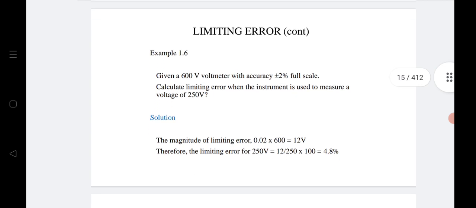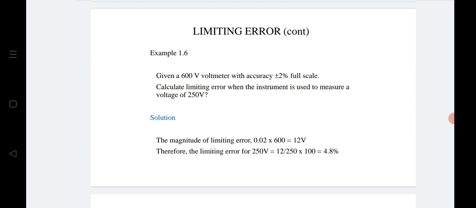Let us take one example and see how we are going to calculate the limiting error. Here, given a 600 volt voltmeter with an accuracy of plus or minus 2% full scale, calculate the limiting errors when the instrument is used to measure a voltage of 250 volts. Now in this, what is the voltmeter range? It can measure from 0 to 600 volts. Maximum it is going to measure 600 volts.